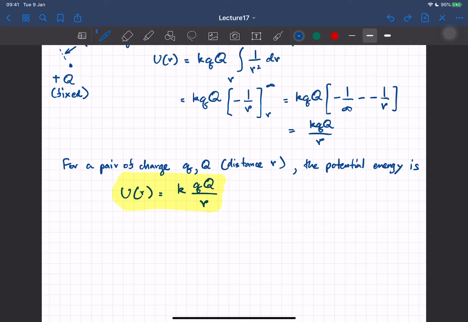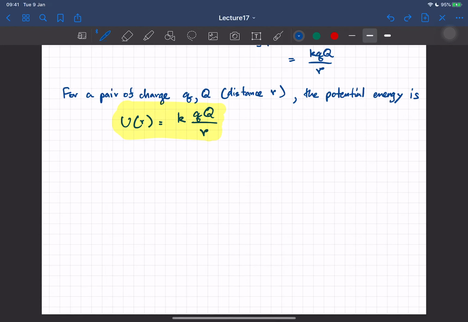Okay, so we have the potential energy given by this formula, KQq divided by R. And you're going to have the sign of the potential energy to be exactly what you have here. So what do I mean by that? What I mean is this. Let's say you have plus Q here, and also plus small q here, and they are a distance r away. This pair has a potential energy U equal to KQq divided by R.